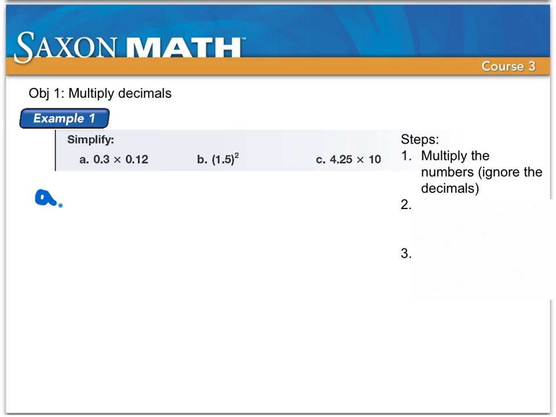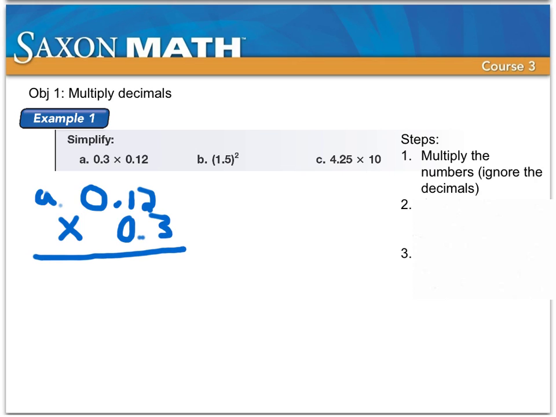First thing you should do is rewrite the problem. I always like to put the one with the most decimal places on top, or the most total numbers on top. Here we got 0.3 and 0.12, so we want to put 0.12 on top because it's got the most numbers. We don't need to line up the decimal points. You line up the digits. So I'm going to put 0.3 below.